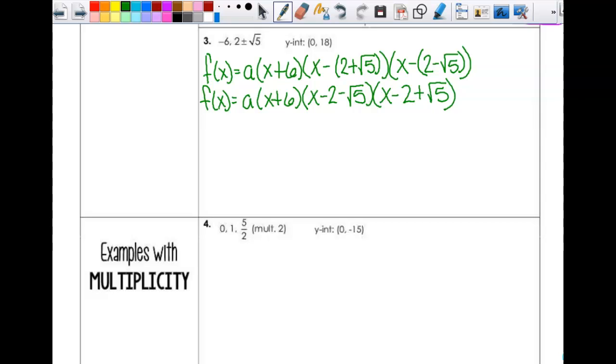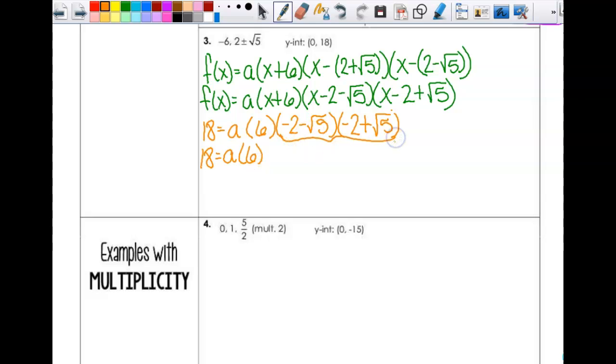So now we'll use our y-intercept to find a. So 18 is going to equal a times 6 times negative 2 minus the square root of 5 times negative 2 plus the square root of 5. When I go to multiply those together, I'm going to leave all this first, and we're going to just start by looking at that. When we multiply those two together, there's two terms in each. Does that look like a pattern that we have seen over and over again? What's the only difference between those two sets of parentheses?